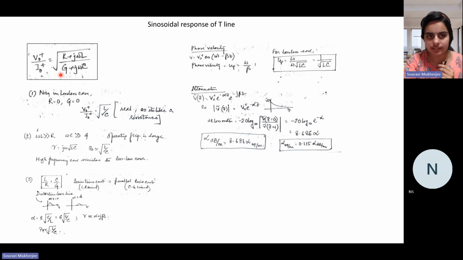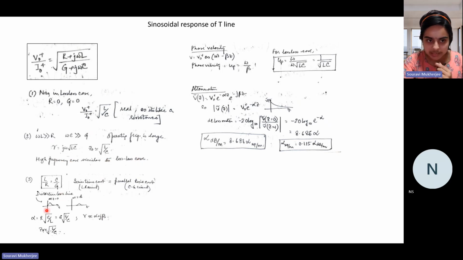So you can look at different cases. Okay, so first is the lossless case, right? Where you put R equal to 0, G equal to 0, and it gives you the same result as before, right? This is your characteristic impedance in that case. Another case could be when your operating frequency is very large. So omega L and omega C terms are very large in comparison to R and G, so you can ignore these terms and you get a similar expression. So the high frequency case is similar to the lossless case.